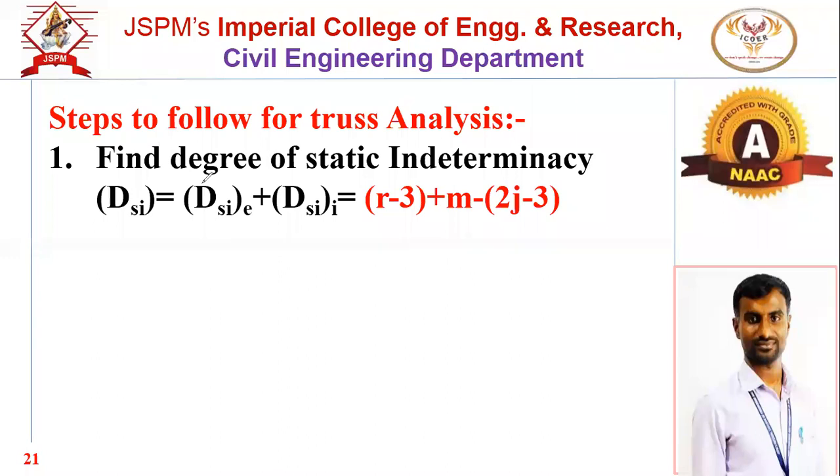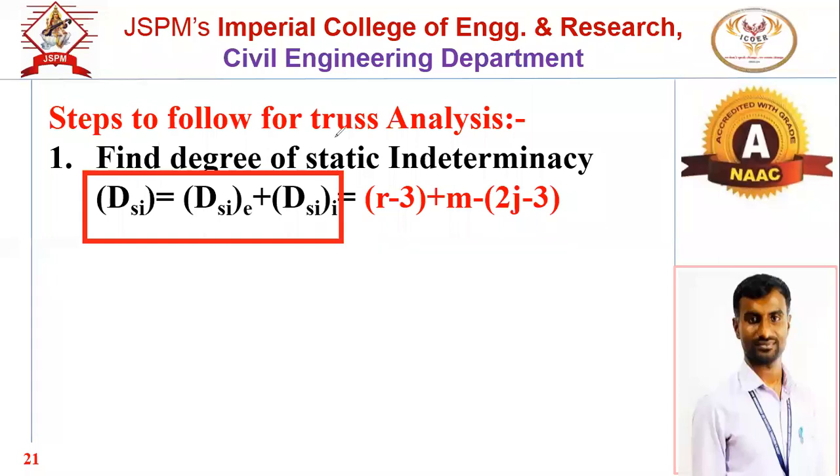Step number 1, find degree of static indeterminacy. Means what? Find the DSI. So initially what we have to find out? We have to find out the DSI, and generally DSI is equal to DSI external plus DSI internal. Write it properly: DSI is equal to DSI external plus DSI internal.